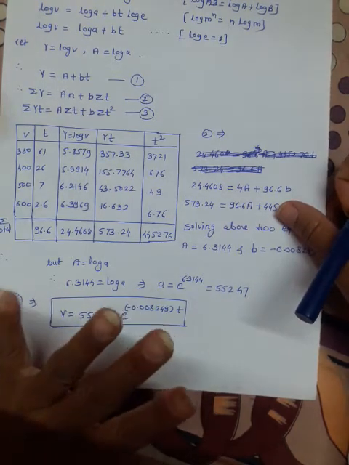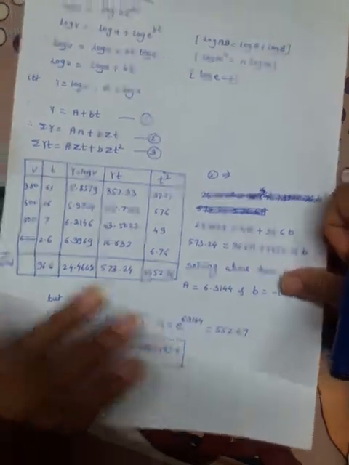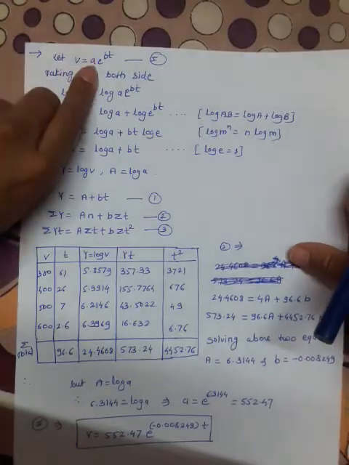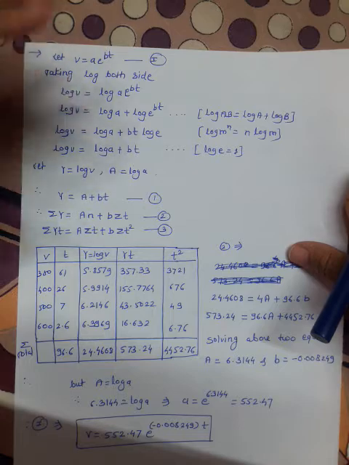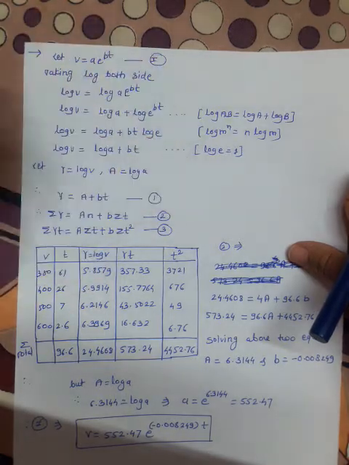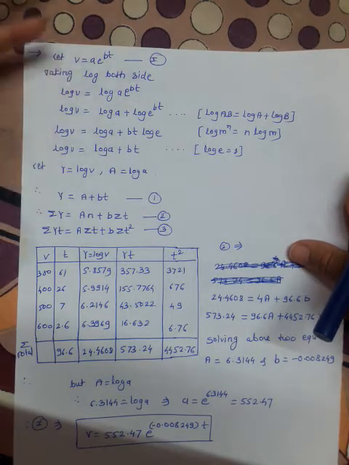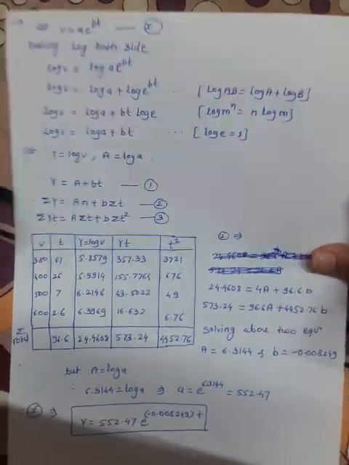This is called the fitting of a straight line when a particular equation is given in the index form. We just take the log on both sides and convert that equation into our original format, y is equal to a plus bx.